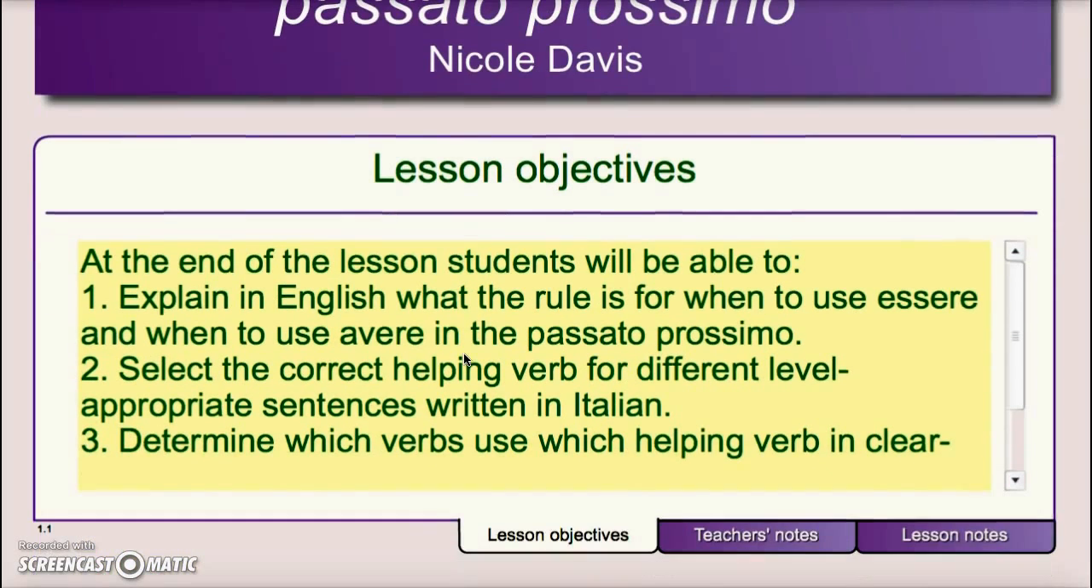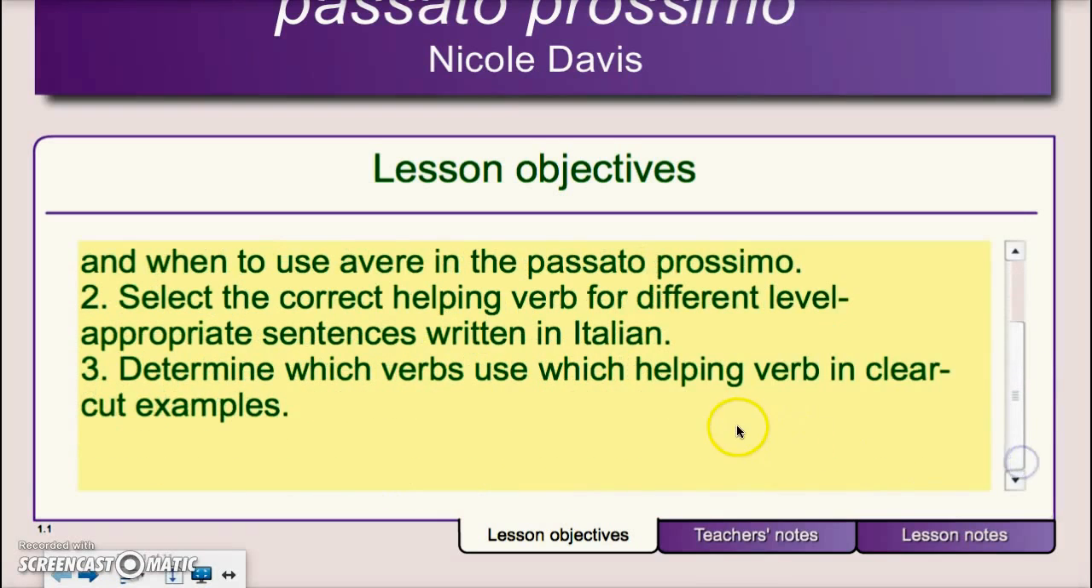So the lesson objectives are, at the end of the lesson, the students will be able to explain in English what the rule is for when to use essere and when to use avere in the passato prossimo. They will be able to select the correct helping verb for different level appropriate sentences written in Italian, and they will be able to determine which verbs use which helping verb in clear-cut examples. And that finishes up there.